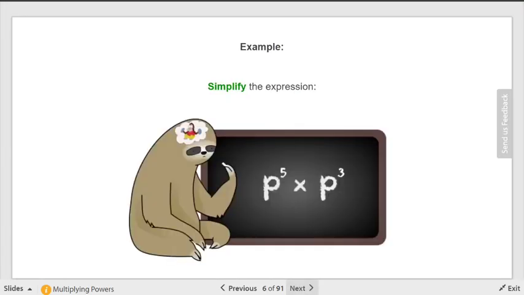So, go. Do it. P to the 5th times P to the 3rd. And I want you to write it out the whole way. So in your notes over there, you computer users, I'm going to come over there and see it typed in right. P to the 5th times P to the 3rd.